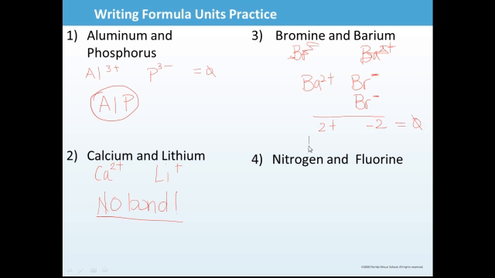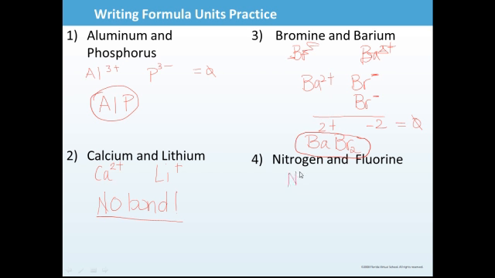How many of each did I need? Well, I needed 1 barium and I needed 2 bromines. Therefore, my formula is BaBr with a subscript of 2. Barium bromide with an -IDE ending. Again, you don't have to name these, but you will soon. Okay, so barium bromide.